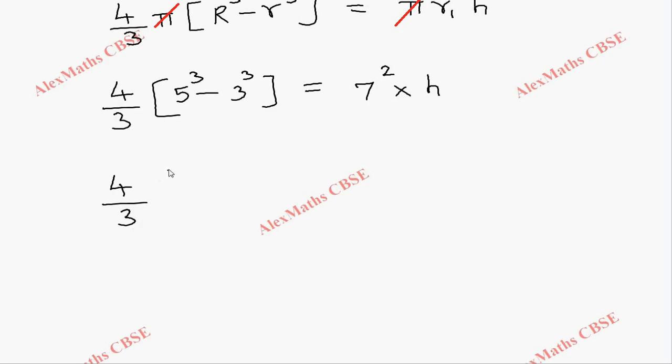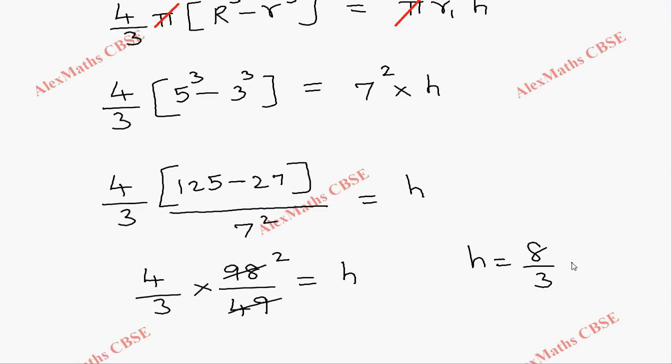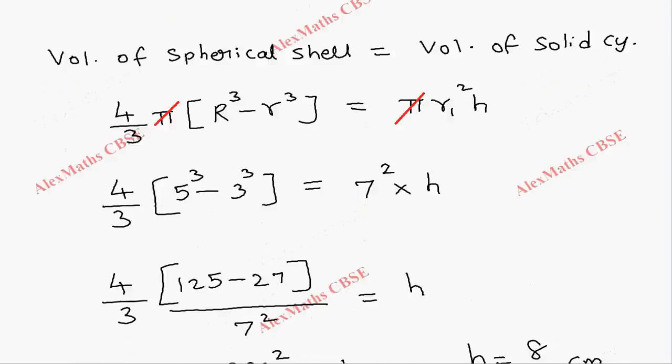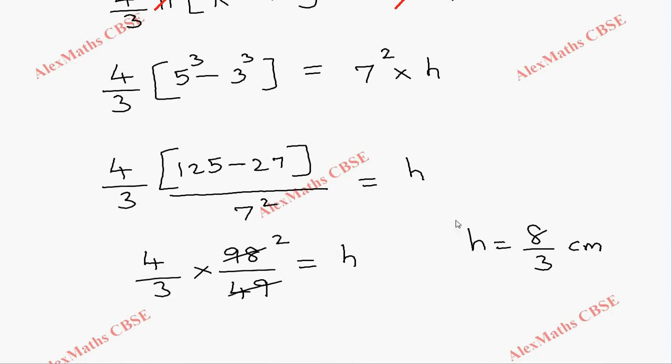This is 4 by 3, 5 cube is 125, 3 cube is 27, and this 7 square can be taken to the denominator of the other side. Now this is 4 by 3 into, after subtraction we get 98, 7 square is 49. We can cancel 2 times. So 4 2s are 8, 8 by 3. Height is 8 by 3 centimeter. So everything is in centimeter. So we got the height of the cylinder.